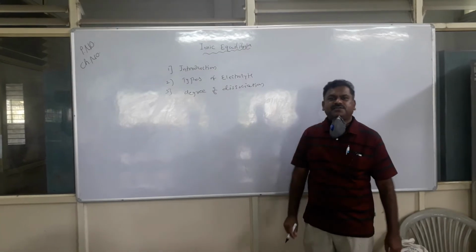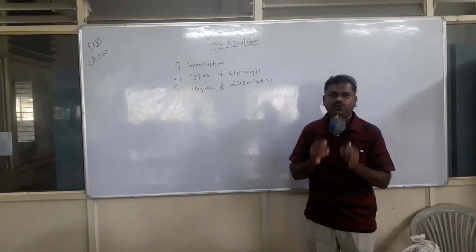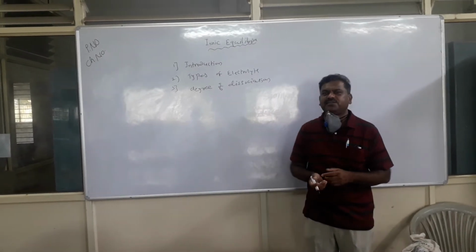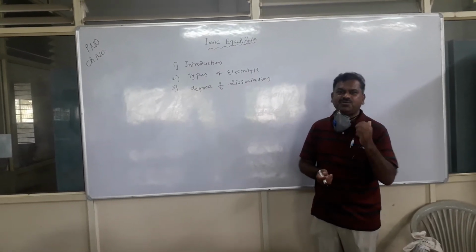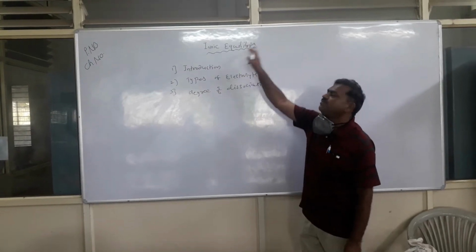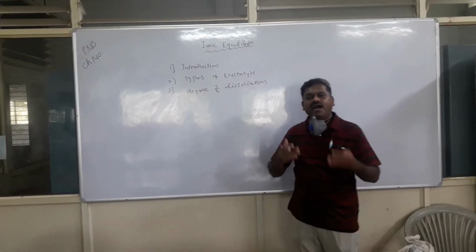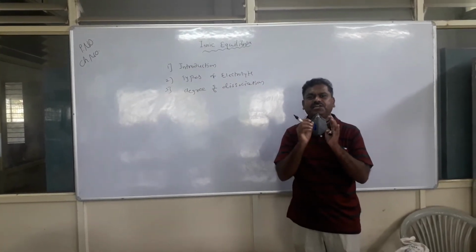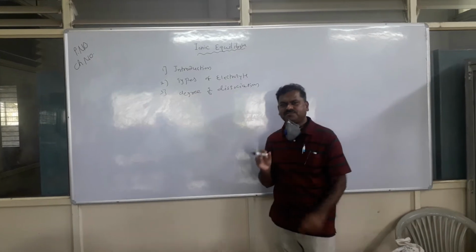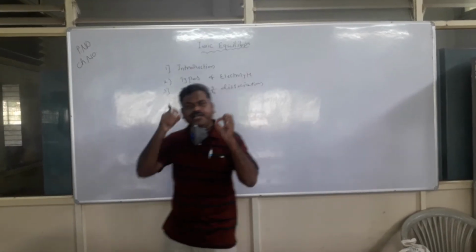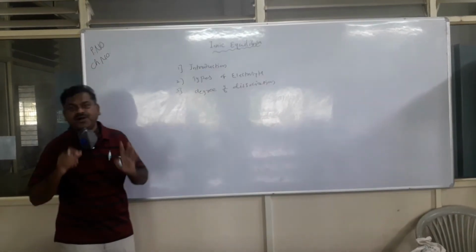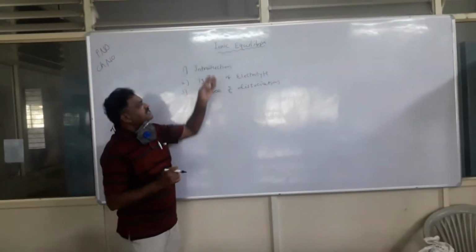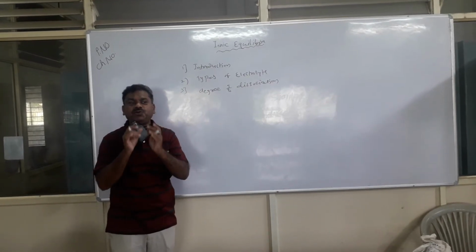You know the term ionic equilibrium. There are two words: one is ionic and the second is equilibrium. Ionic means what? Ionic is nothing but in the form of ions, or associated with ions. That is called ionic. The second one is equilibrium.